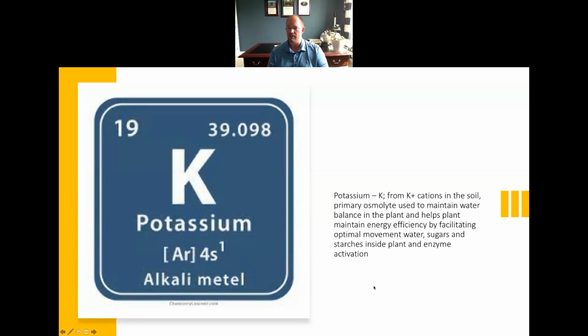So next one is going to be potassium. This is going to be a potassium cation, a positively charged ion in the soil. It's used by the plant primarily as an osmolyte, basically an electrolyte. It helps to maintain water balance inside the plant. It helps the plant maintain energy efficiency by facilitating optimal movement of water, sugars, and starches. It's also used for some enzyme activations inside the plant, basically a key component or active site on an enzyme to make the enzyme actually work and do what it's supposed to.